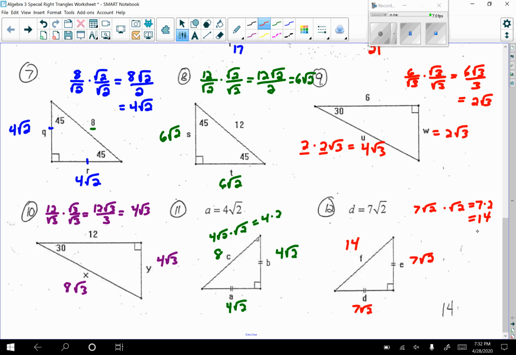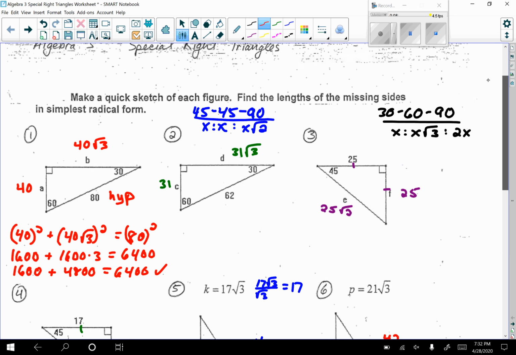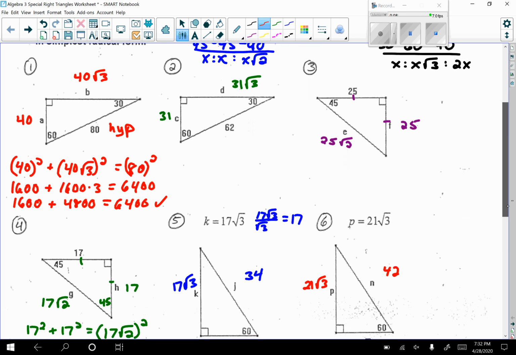All right, so for 1 through 12, we were just using the ratios that I had mentioned at the very top here of the 45, 45, 90 and the 30, 60, 90. As always, guys, please let me know if you have any questions.